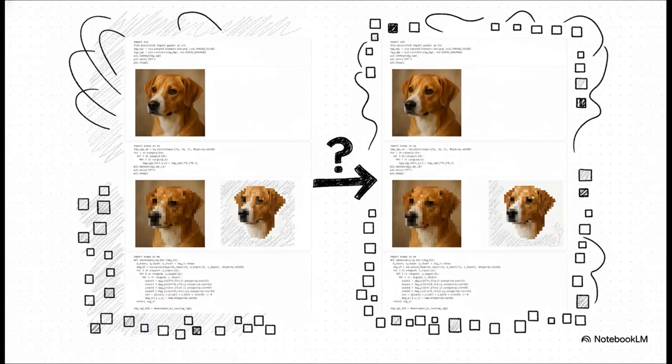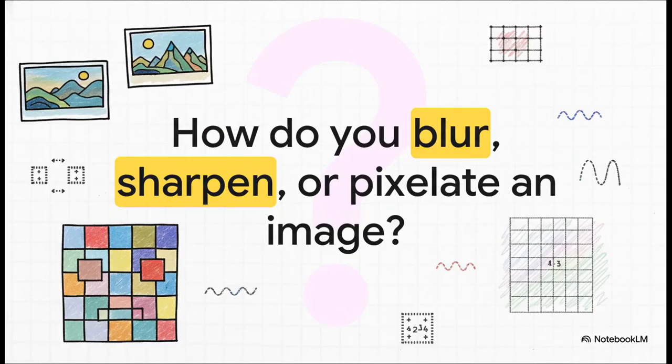Just look at these two pictures. On the left, you've got this beautiful, clear photo of a dog, and on the right, well, it's the same dog, but it looks like it's straight out of an old video game. How in the world does a computer get from point A to point B? That's really the big question here, isn't it? What's the actual process that lets us blur, or sharpen, or totally pixelate a picture with just a single click?